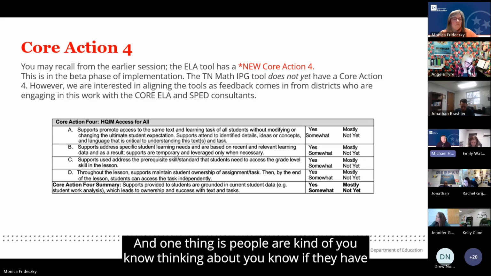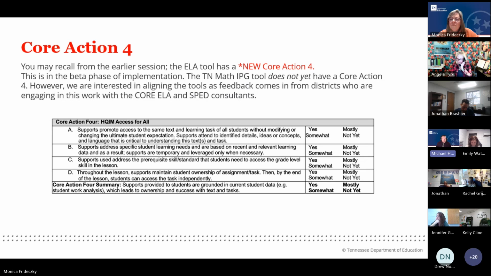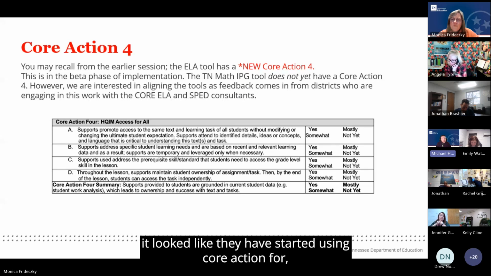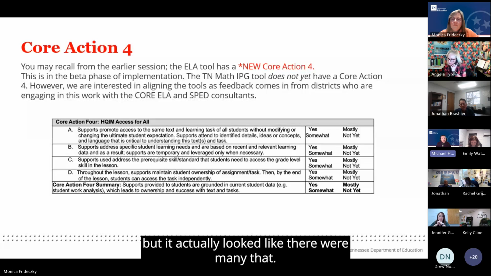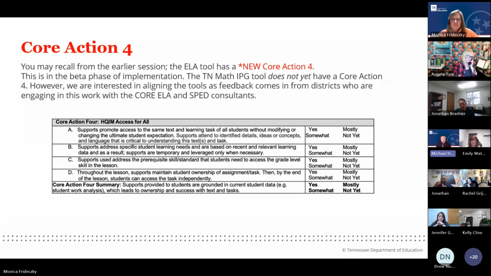And one thing as people are thinking about if they have used it, I can say based on just the other sessions I've had so far, there are a few districts that it looked like have started using Core Action 4, but it actually looked like there were many for whom this was either the first year they've really been using Core Action 4 or they just didn't have a lot of experience with it.